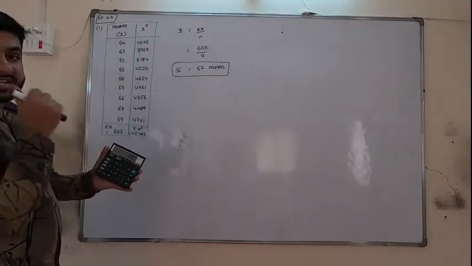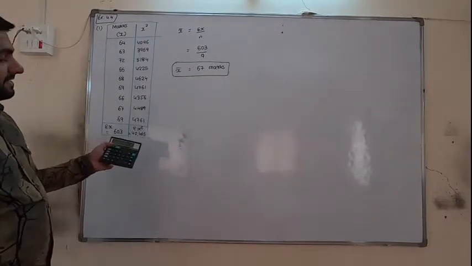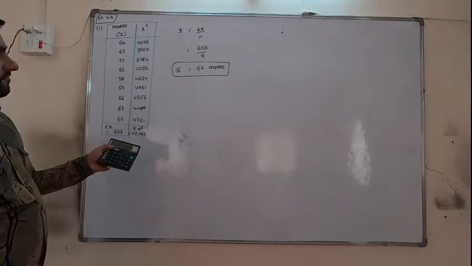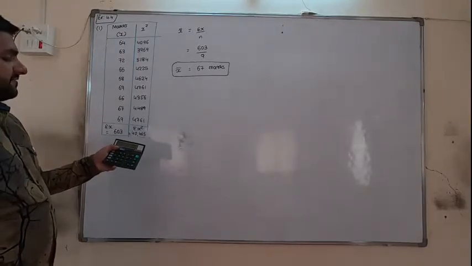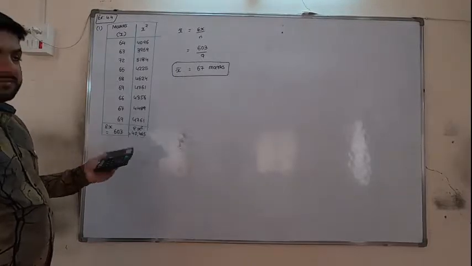We have the feature check and correct. So 4096, 3969, 5184, 4225, 4624, 4761, 4356, 4489 and 4761.